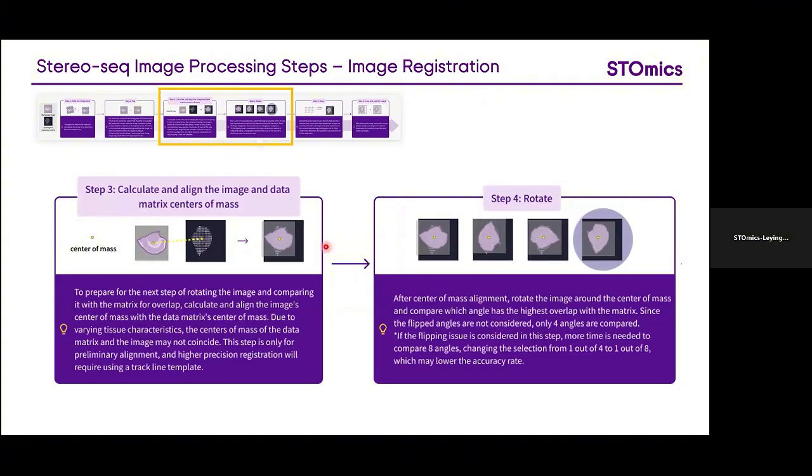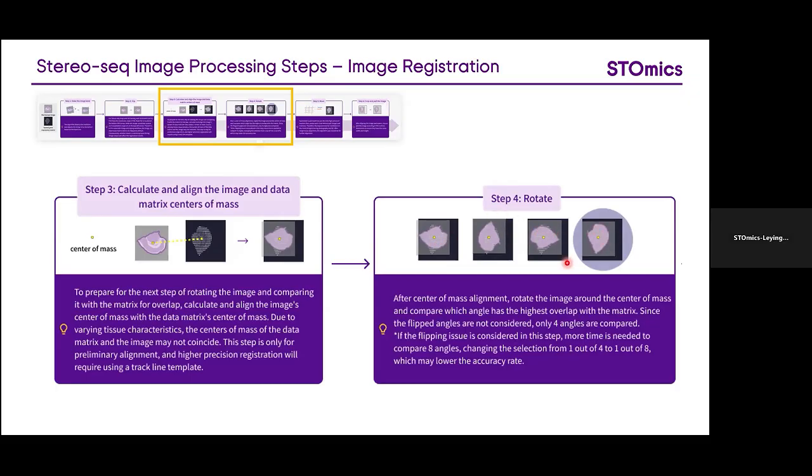After flip, we will move to steps 3 and 4. From here, the spatial matrix is involved. Step 3 is quite straightforward: the image is roughly matched to the matrix by aligning the center of mass. This step recalibrates the image's coordinate origin, ensuring consistent spatial referencing. And then in step 4, the image is rotated in 90-degree increments, like 0, 90, 180, and 270.